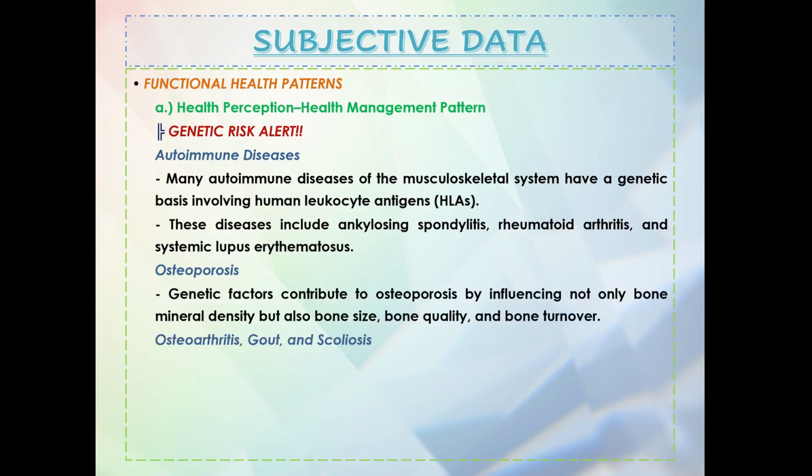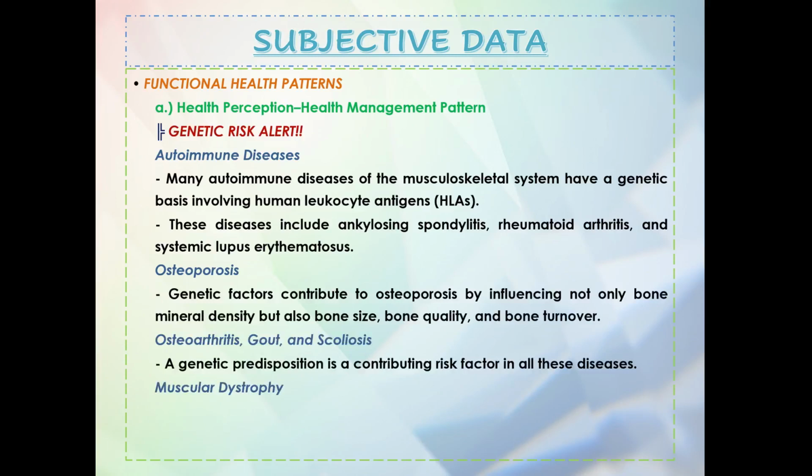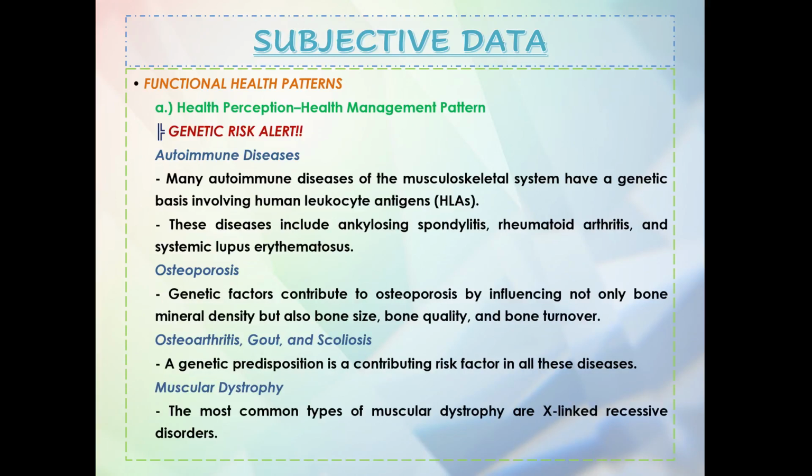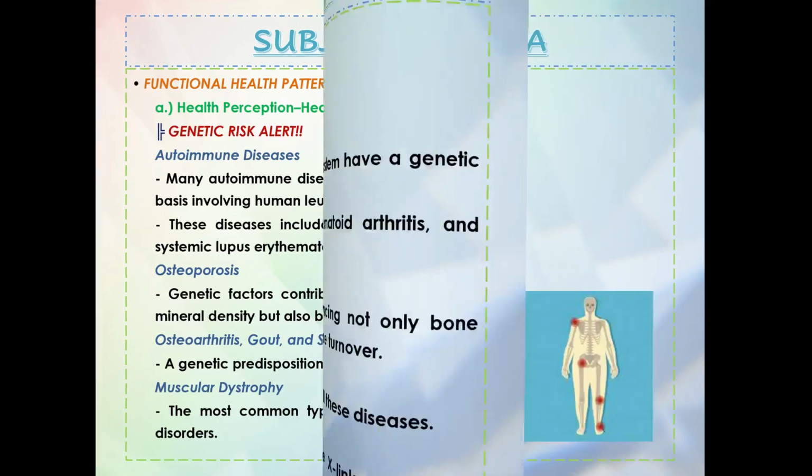And then the other one, we have osteoarthritis, then you have gout and scoliosis. So if one of your family members ay nagkaroon yan, so it also predisposes you. And then muscular dystrophy. So it is a X-linked recessive disorder naman.